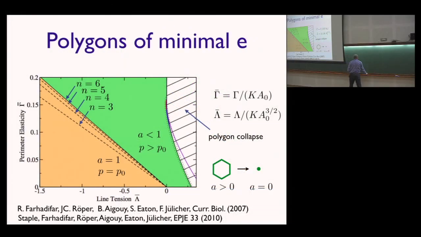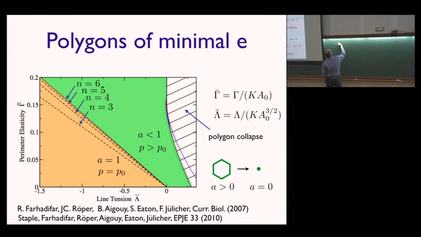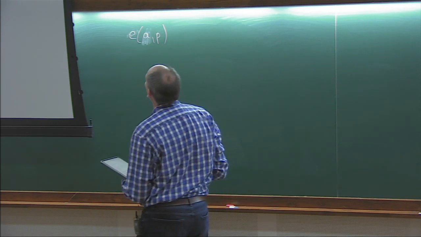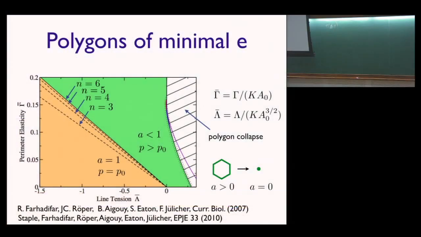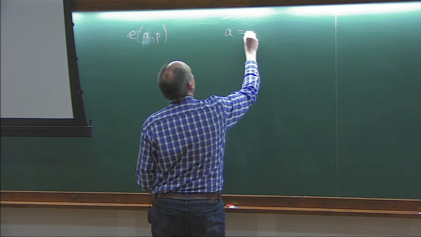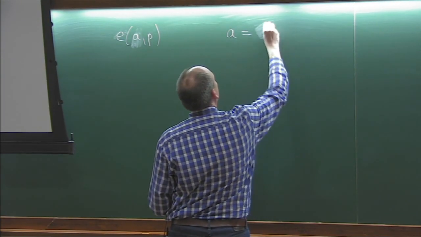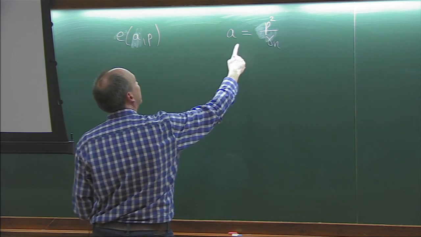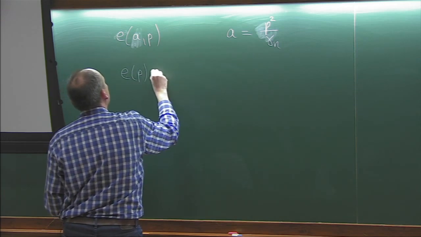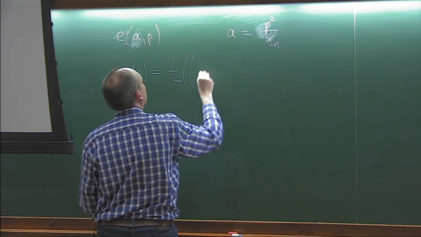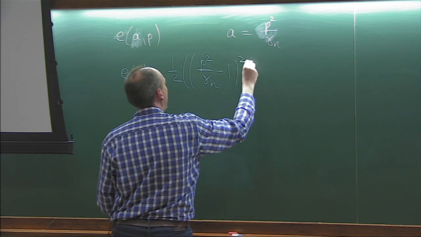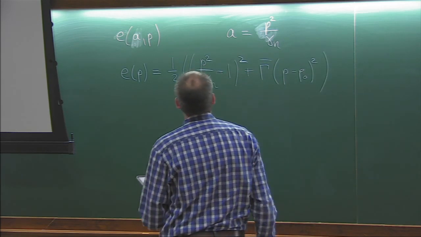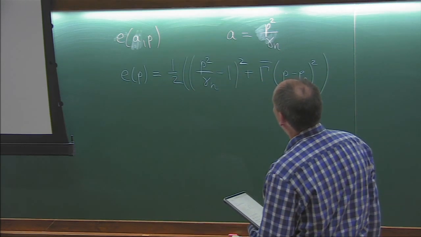I start from my function E of A comma P, and I eliminate the area, assuming I have a fixed shape. And since I'm moving on my branches that go up in energy, I know that I have a regular polygon. So there I can write A equals, sorry, P squared divided by gamma n, where gamma n is this tangent. And then after eliminating A, I can write a function which only depends on P, which is given by P squared over gamma n minus 1, squared, plus gamma bar times P minus P0, squared. So here I just replace little a by this expression, and this now is a function which is quartic in P.